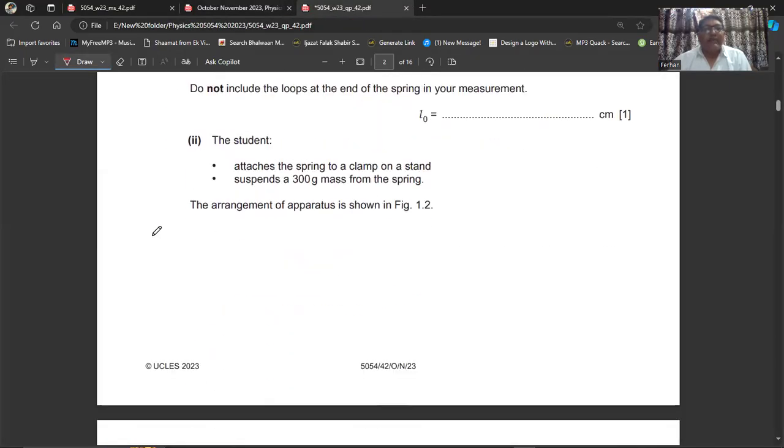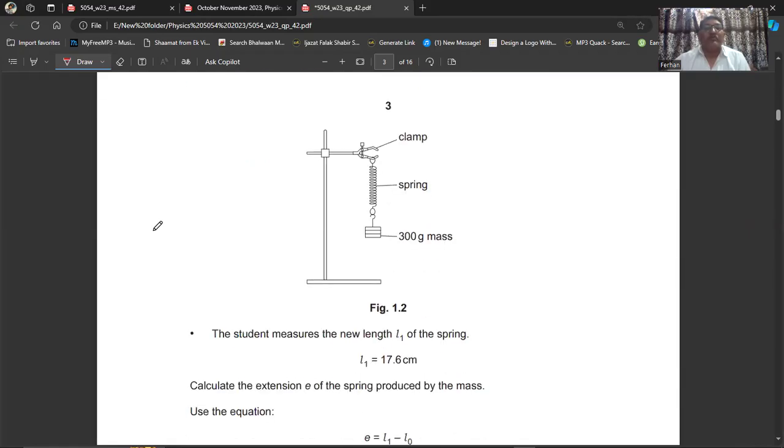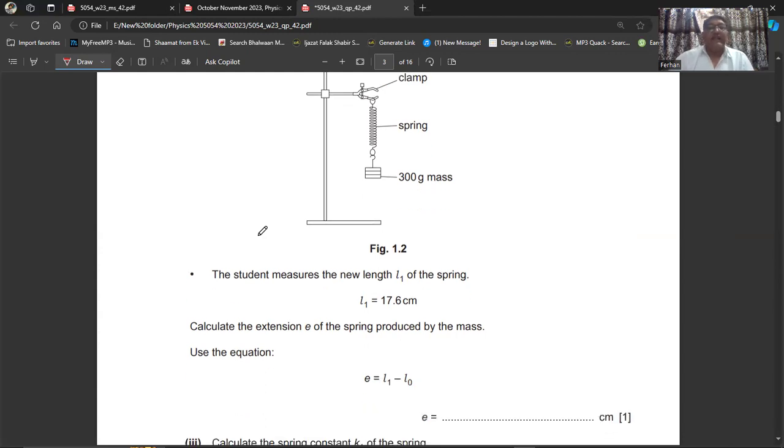The second part: the student attaches the spring to a clamp on a stand and suspends a 300-gram mass from the spring. The arrangement of the apparatus is shown in figure 1.2. Here we have a stand. With the help of a clamp, we have hung that spring here. And with that spring, we have hung a mass of 300 gram. Now you can see that the spring is a little stretched. The student measures the new length L1 of the spring. The L1 is 17.6 centimeter.